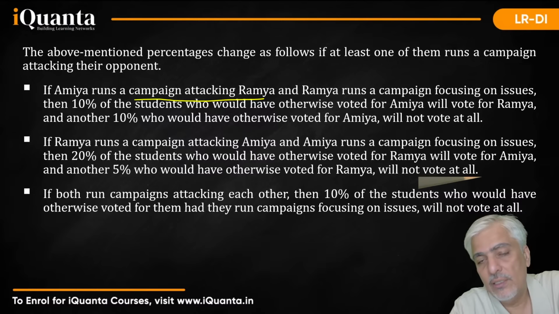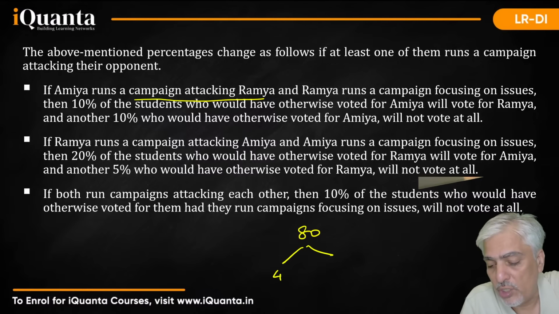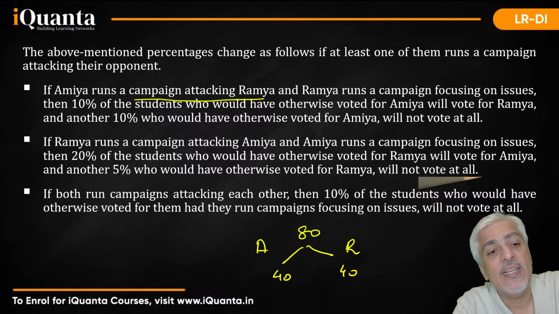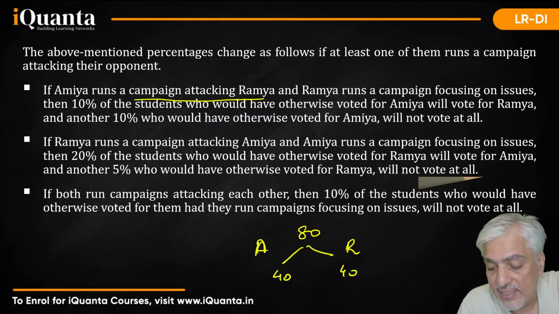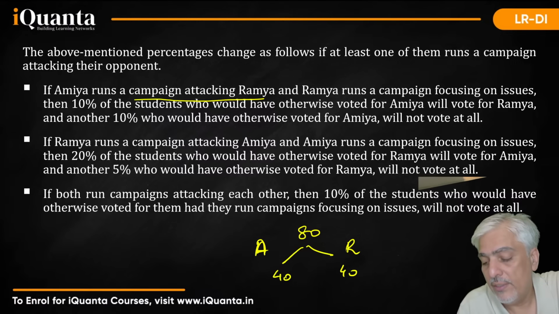I'll repeat. Suppose we take the 80 example. They both were going to get 40-40 in the 80 example. Suppose this is Amya, and this is Ramya. If Amya runs a campaign attacking Ramya, so if Amya is running the attacking campaign, then what will happen?